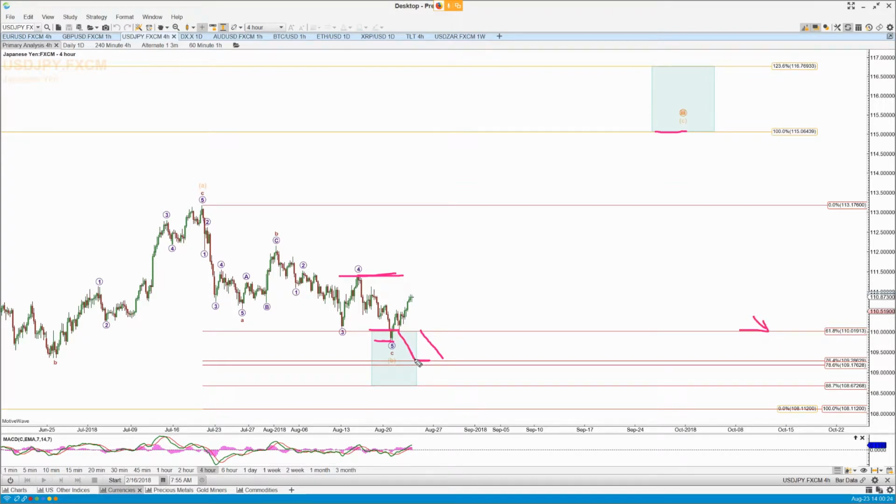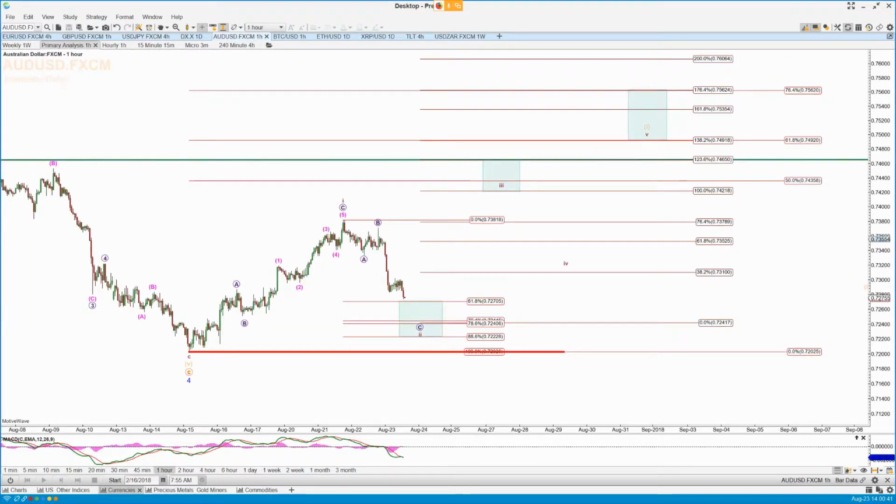The concern is we tagged underneath this 618 retrace, but we didn't get to the 764. It can come down and hit that still before we go up. So careful if you're long. I wouldn't let it get back below the second low here now, which is at 110.01 in US dollar, Japanese yen. Australian dollar, now it's come down way deeper.